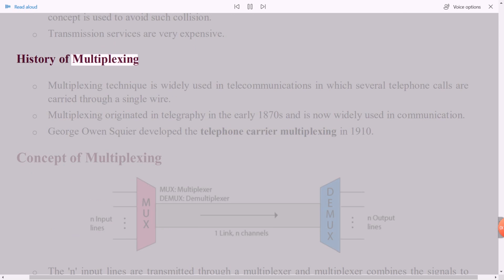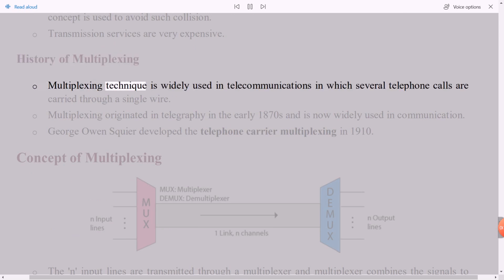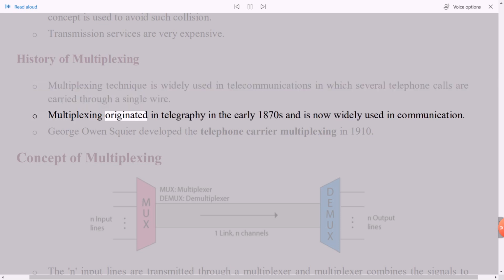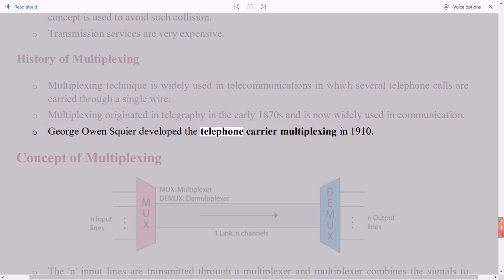History of multiplexing. The multiplexing technique is widely used in telecommunications, in which several telephone calls are carried through a single wire. Multiplexing originated in telegraphy in the early 1870s, and is now widely used in communication. George Owen Squier developed the telephone carrier multiplexing in 1910.